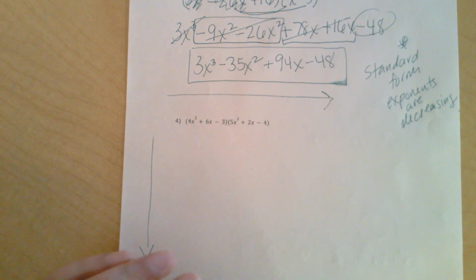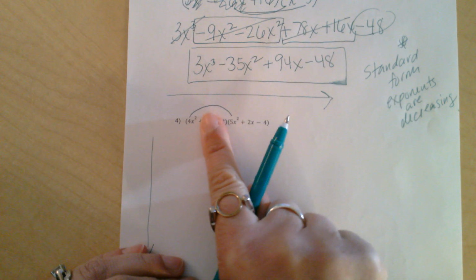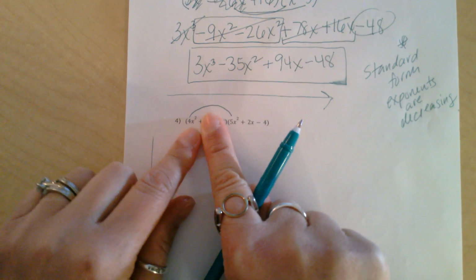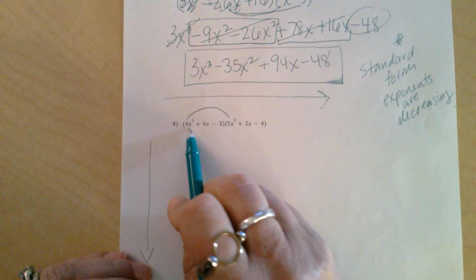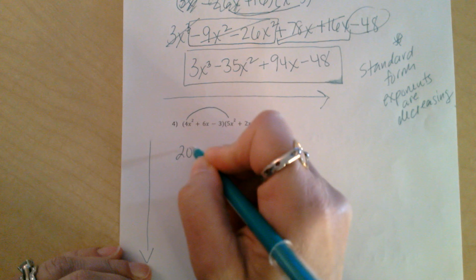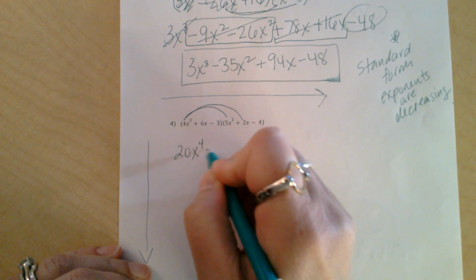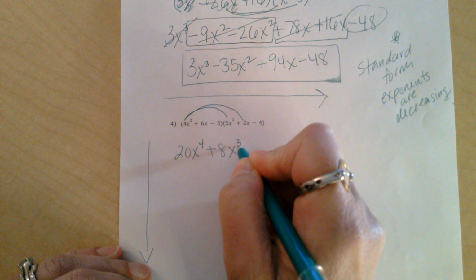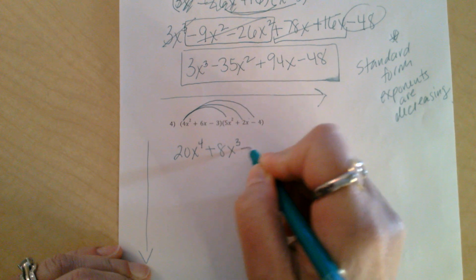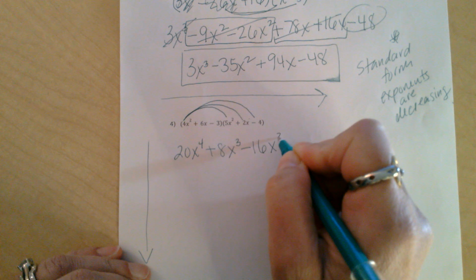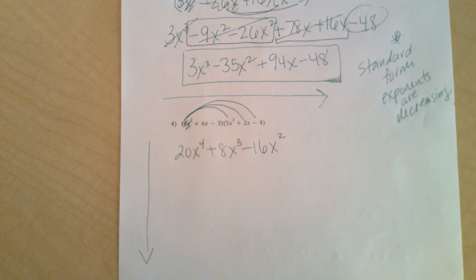First, we're going to do the typical left to right, where we just multiply. We're not going to worry about those two. We're just going to focus on 4x squared, and we're going to distribute it. So 4x squared times 5x squared, that's 20x to the fourth. 4x squared times 2x is positive 8x to the third. Be careful because that's the first. And 4x squared times negative 4 is negative 16x squared. Okay, 4 is done.